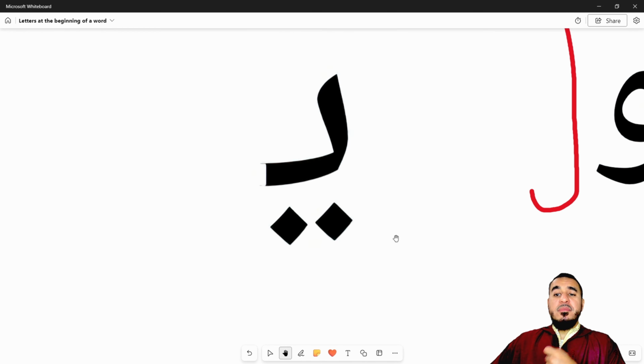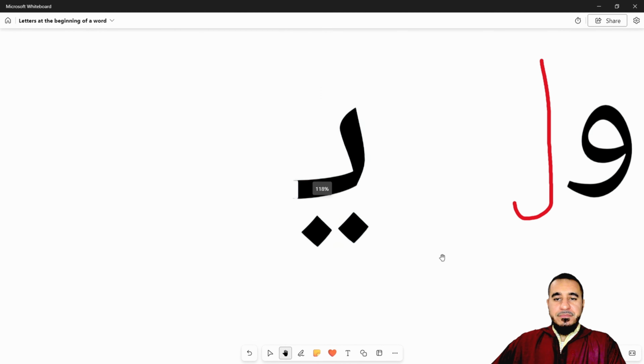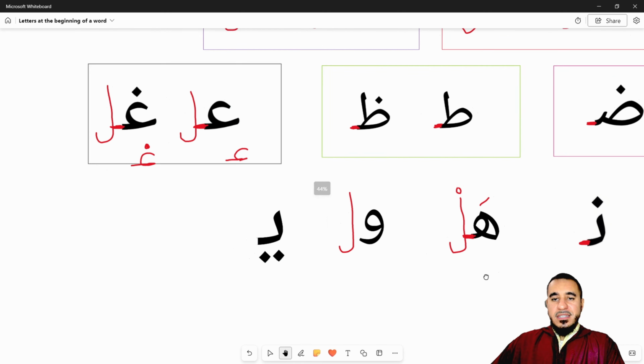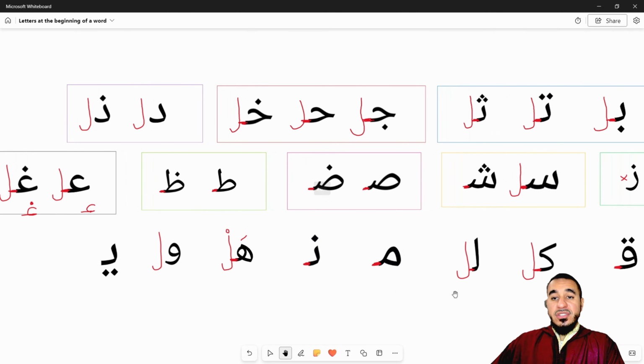So you will probably find that when you're trying to memorize all of these letters, that the ba, ta, tha, nun, and finally the ya, they will be quite difficult to remember. Why? Because they have the same shape. The only difference between them is the number and the positioning of dots. That's the only difference between those letters when they are at the start of a word. So inshallah, these things will just become easier with repetition. So that's all of the letters, how they look when they are at the start of a word.